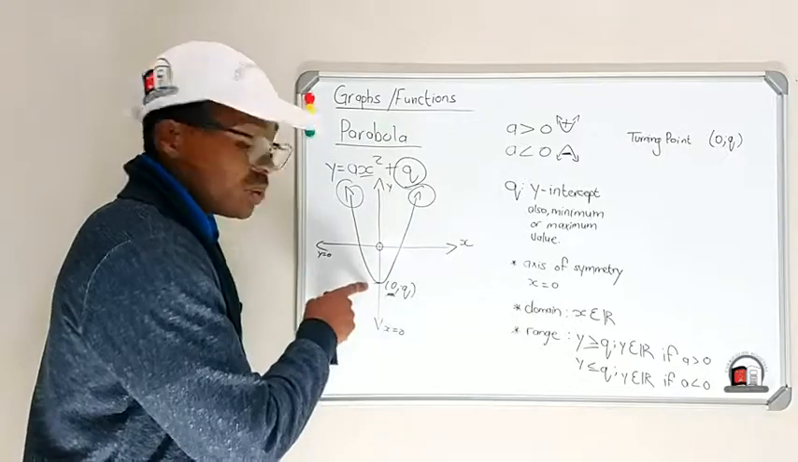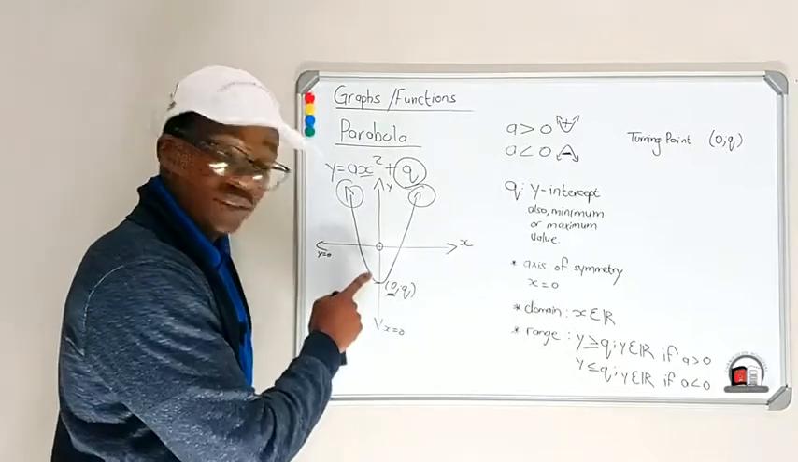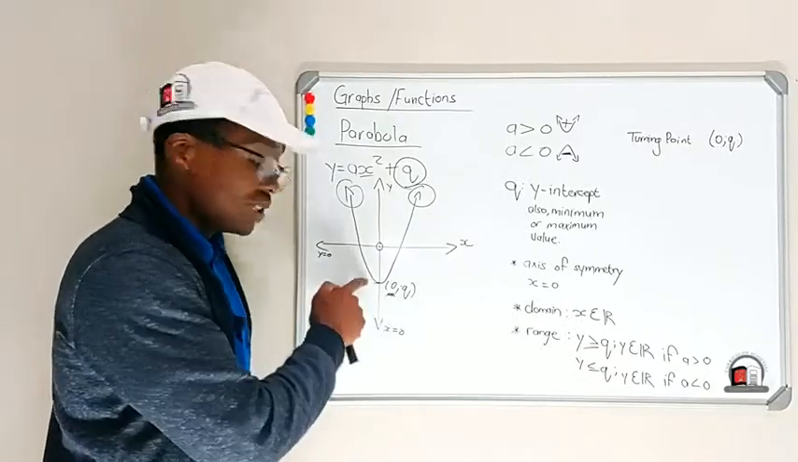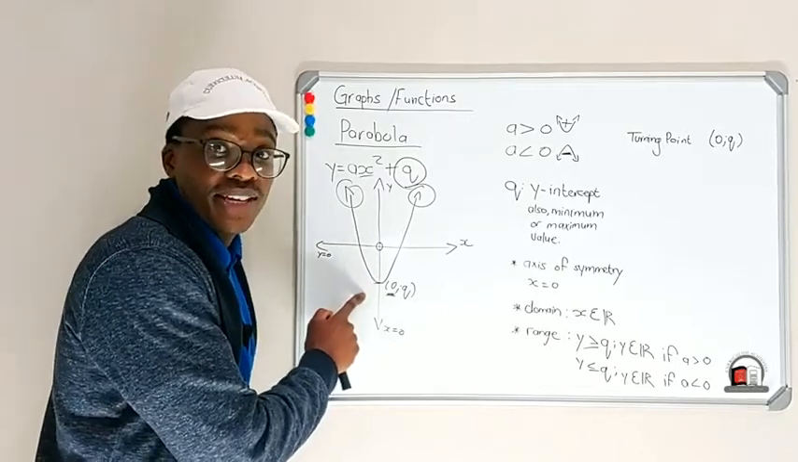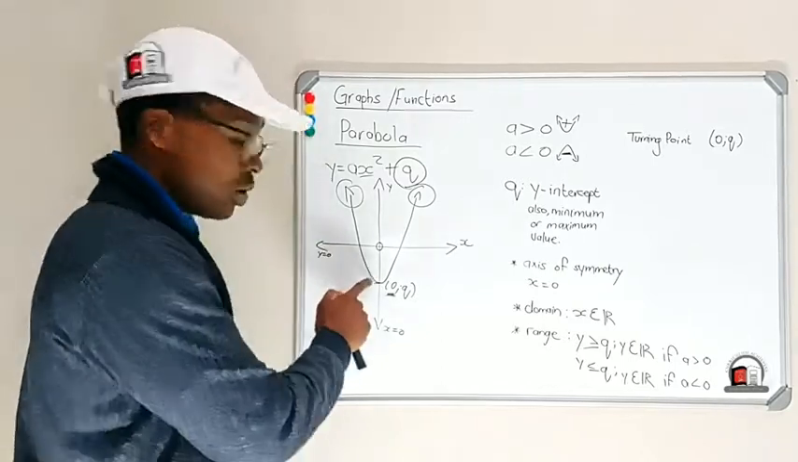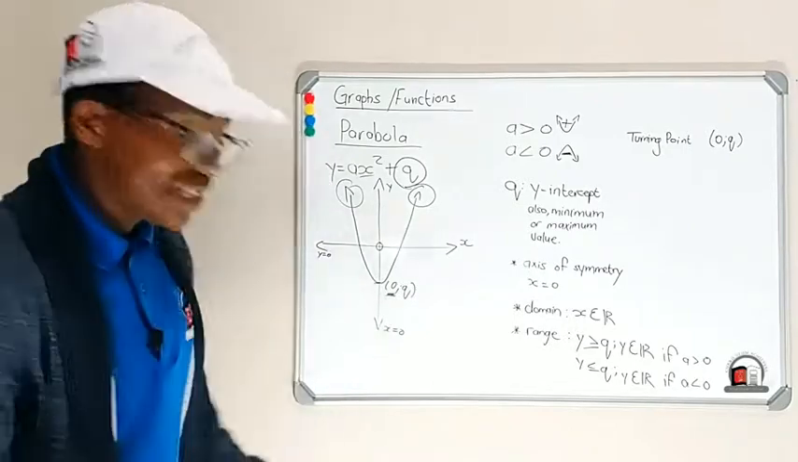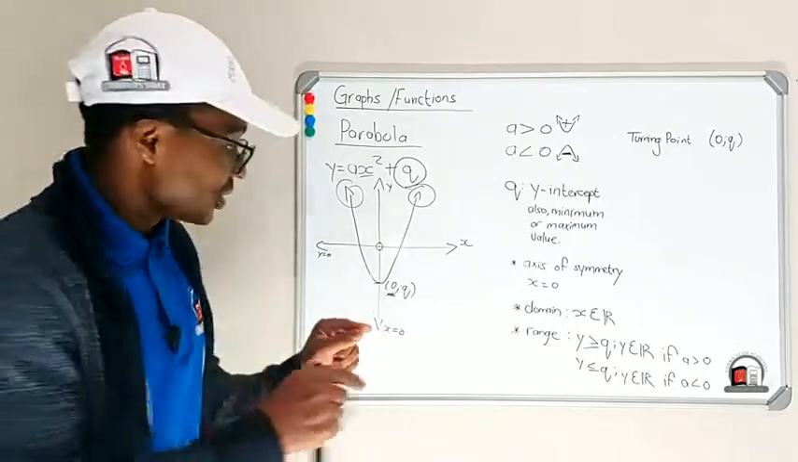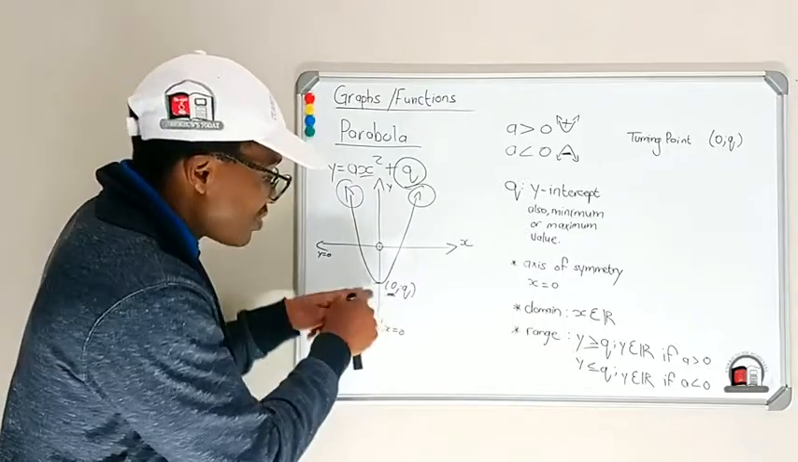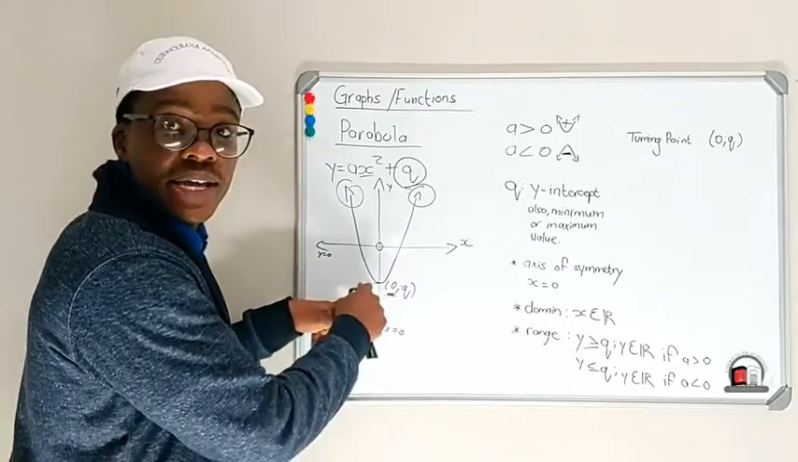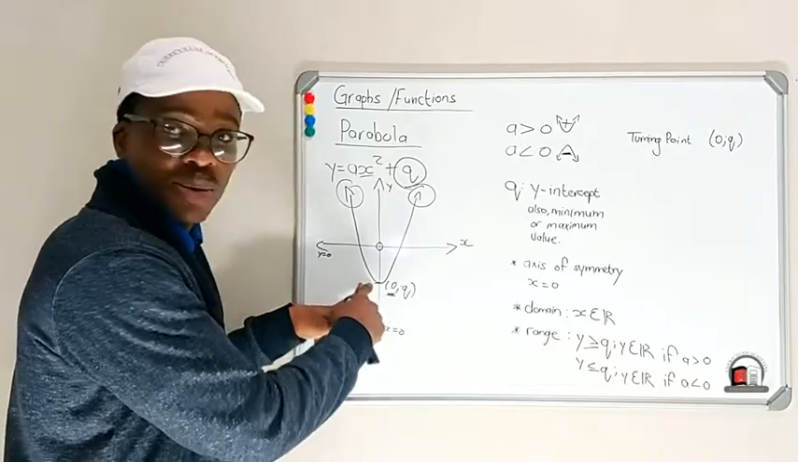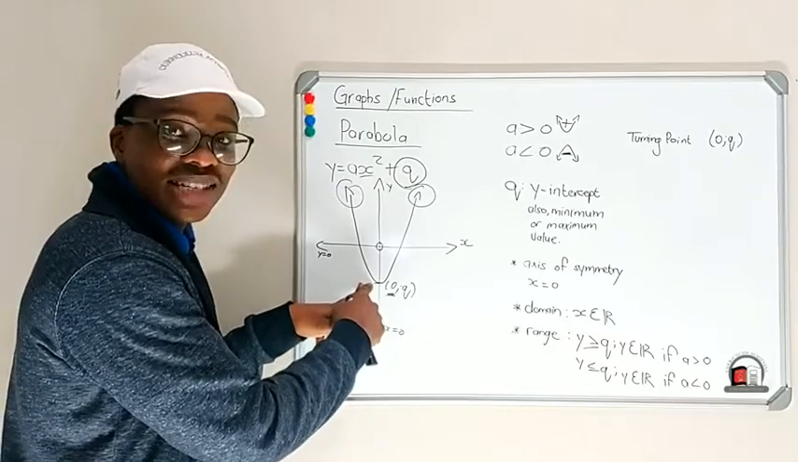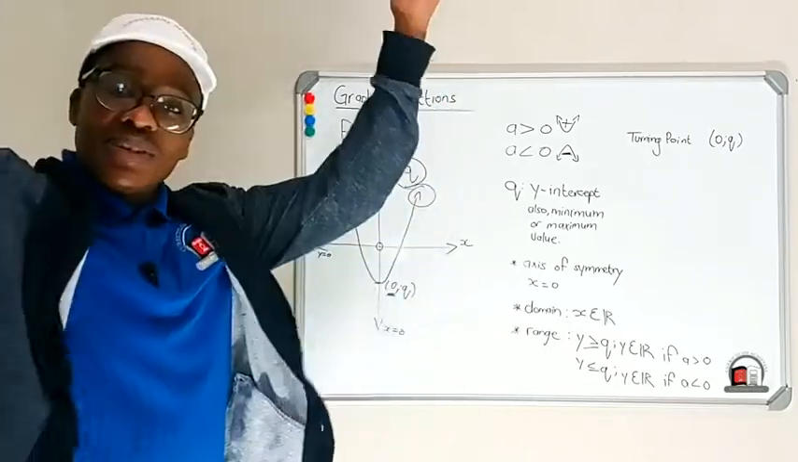Where is y equal to q? Here. Do you see that? Do you see that there? y is equal to q there, right? And then what does that mean? It means y, the range, is from this point and greater than this point. Do you see that? It's from this point and greater than this point because it goes up.